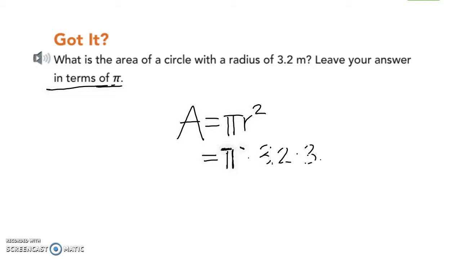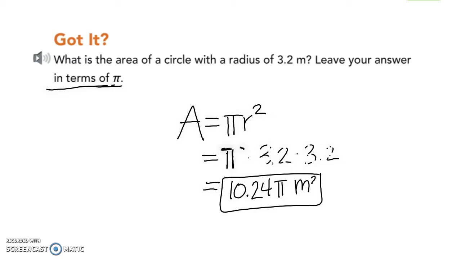And then the radius is 3.2. So I'm going to multiply that times itself. So 3.2 times 3.2, I just punched that in the calculator. Squaring that is 10.24, and then just the pi symbol. Our units here are meters squared. Okay, area is always square units.